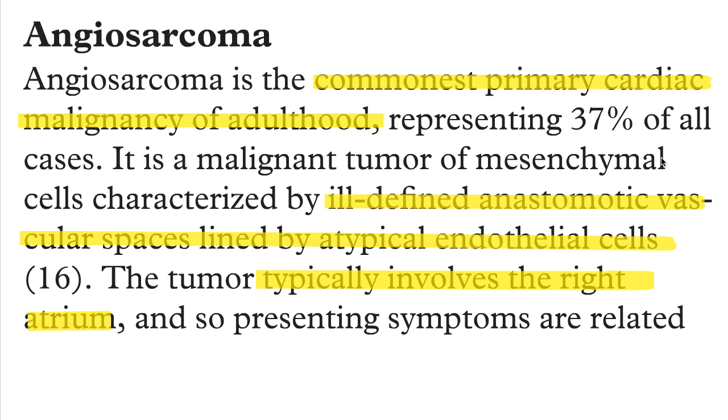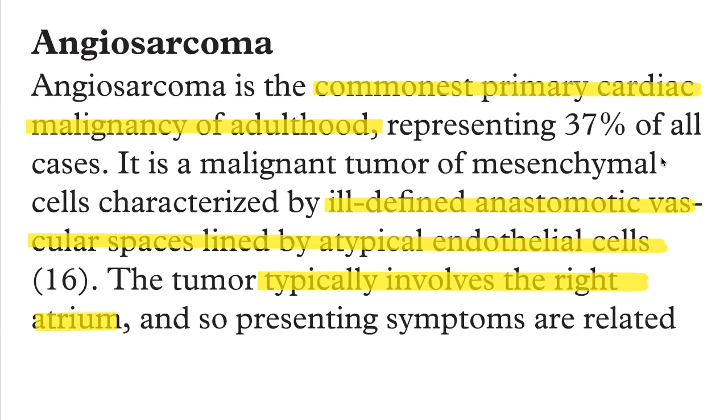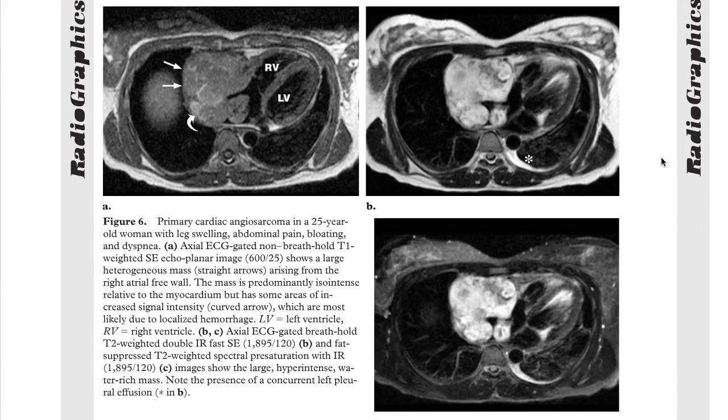So angiosarcoma is a tumor typically of veins. We don't really see angiosarcomas in arteries. And that's sort of the thinking behind why this involves the right atrium, which is more of a venous-related structure. Typically, they present as pseudoaneurysms of the right ventricle. Typically, they present with mets.